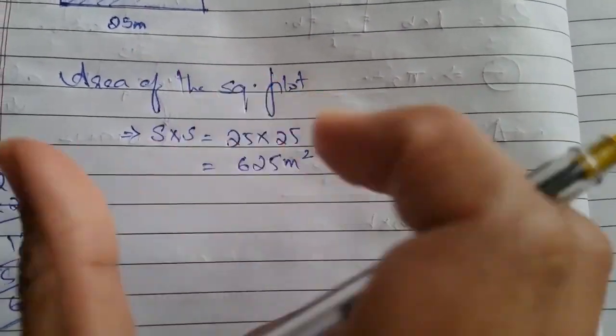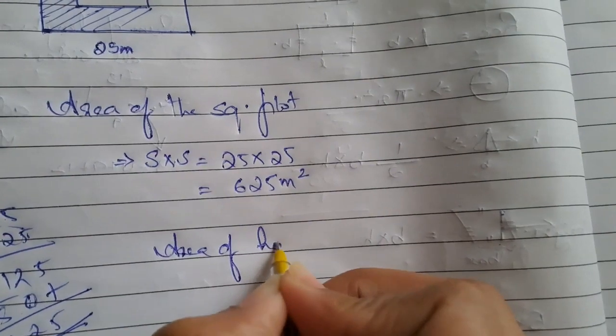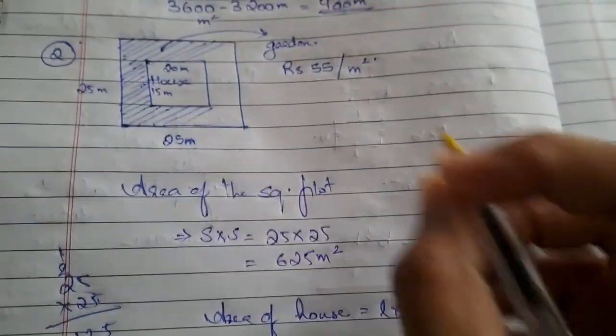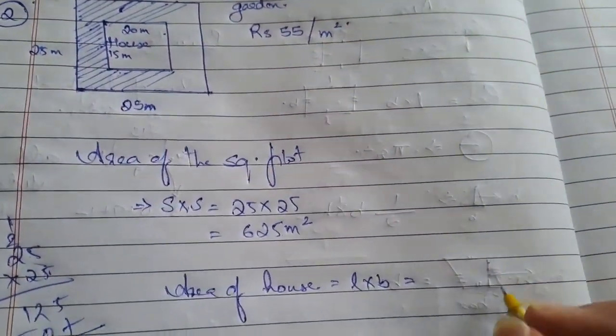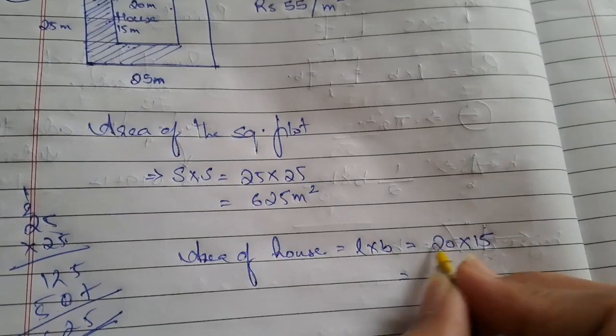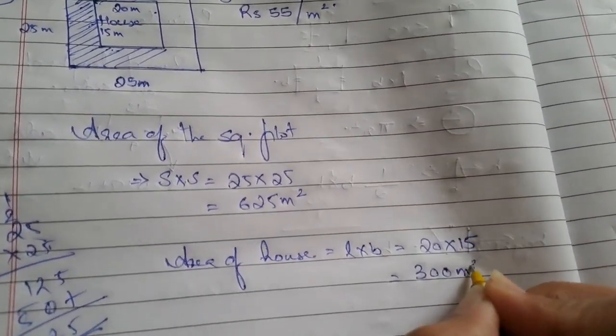Now from this, I need to subtract the area of the house. So area of house is equal to length times the breadth, which is, the length is given to me as 20 and this is given to me as 15. 20 times 15, which is going to be 30, 2 5s are 10, 2 1s are 2... 300 meters square.